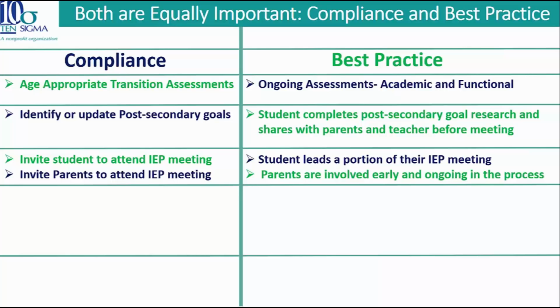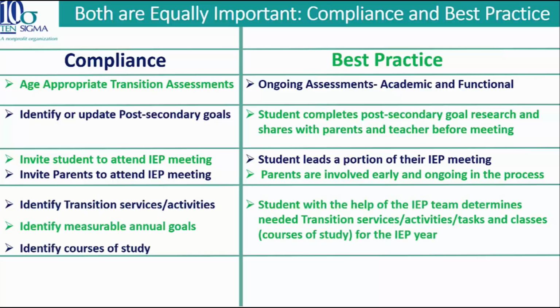The next compliant piece in the transition IEP is to identify the transition services and activities, measurable annual goals, and courses of study. Again, in most cases throughout the country, teachers are identifying these for the student instead of it being a whole IEP team decision. The student, with the help of the IEP team, determines needed transition services, activities, tasks, and classes or courses of study for the IEP year. That would be the best practice.